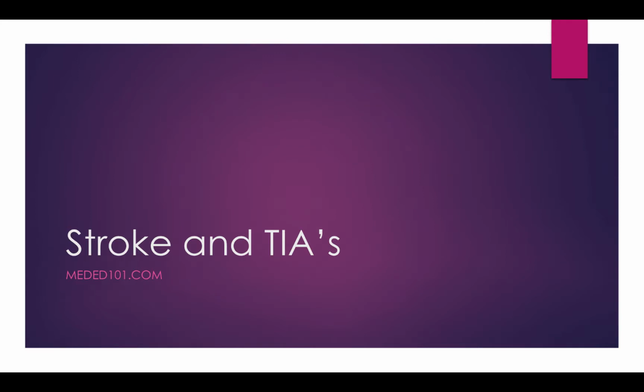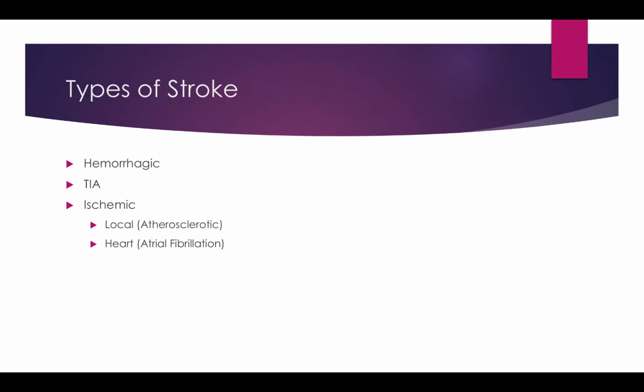Stroke and TIAs are very common, particularly as we age in our elderly patient population. They can certainly happen at times in younger populations as well. But I'm going to talk about acute management here. Also going to cover some of the agents that are used longer term, and then differentiate a little bit between the different types of stroke.